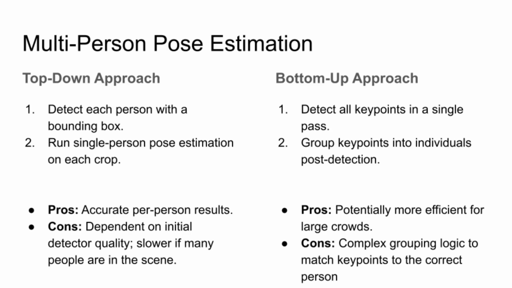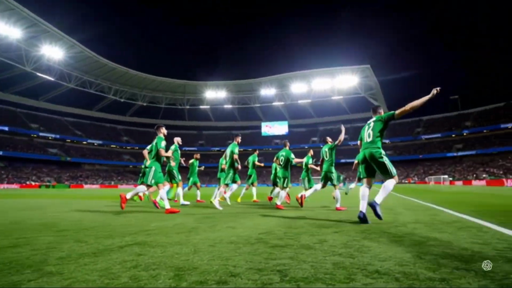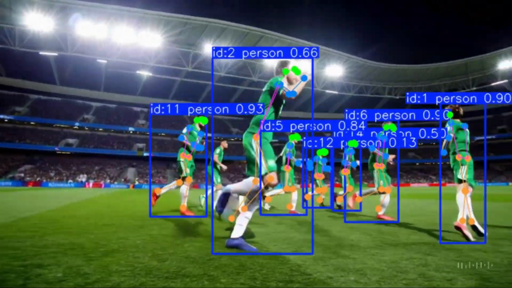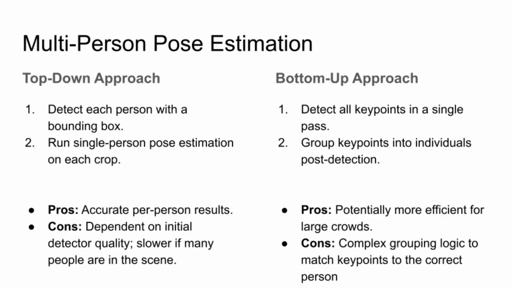In a top-down approach, the system first detects each person in the scene, for example, using a people detector that draws bounding boxes around each person. Then it crops or focuses on each person region and runs a single-person pose estimation on each. This approach can be very effective for each individual, but the overall accuracy can depend on the quality of the initial person detector. Moreover, top-down methods require running the pose estimation network for each person detected, which can be slow if many people are present.